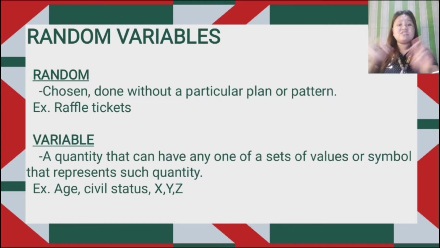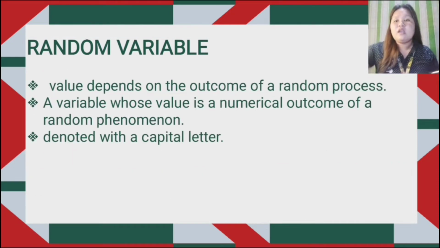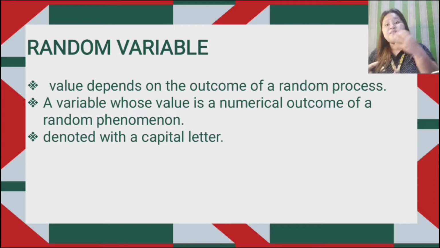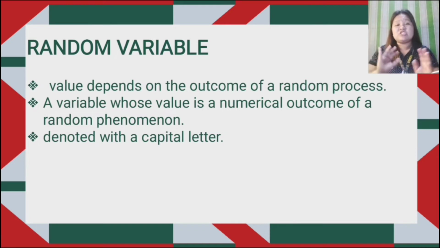Examples: age, civil status, x, y, and z. Random variable: the value depends on the outcome of a random process. So, it can be a variable whose value is the numerical outcome of a random phenomenon. It can also be denoted with a capital letter. That's why in the example of variables we have x, y, and z, because they can be denoted with a capital letter.